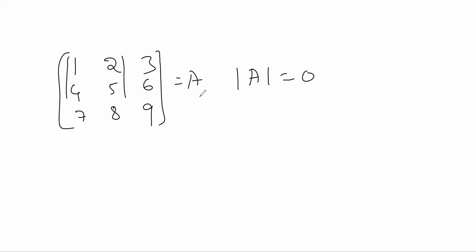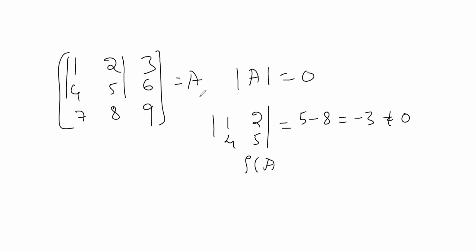So this is one 2 by 2 matrix. Just consider 1, 2, 4, 5 and check the determinant of this one. It will be 5 minus 8, which equals minus 3, which is a non-zero quantity. So that means the rank is 2. The rank of this one is 2. We indicate this by rho, the symbol for rank. Rank of A equals 2.